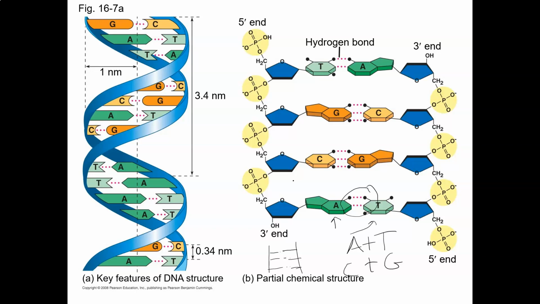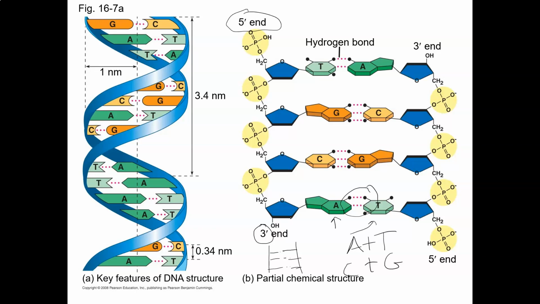So DNA is a double-stranded molecule. There's two strands of nucleotides. Two strands. Okay, now something else, it's important you pay attention. This might seem like a minor thing at first, but notice these labels here, 5' end and 3' end. Okay, what does that mean?